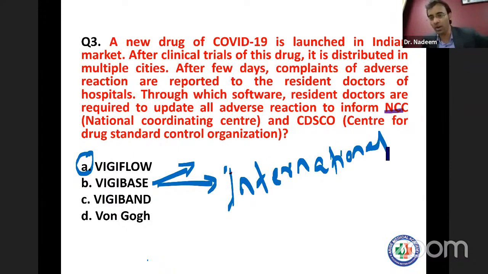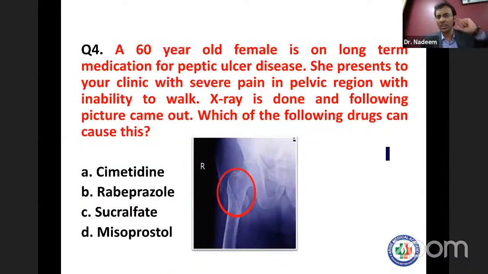Okay, for the international market, on the basis of HAIK and HANR, some questions can be asked. Okay, fine, let's move ahead. Next question: a 60-year-old female is on long-term medication for peptic ulcer disease.